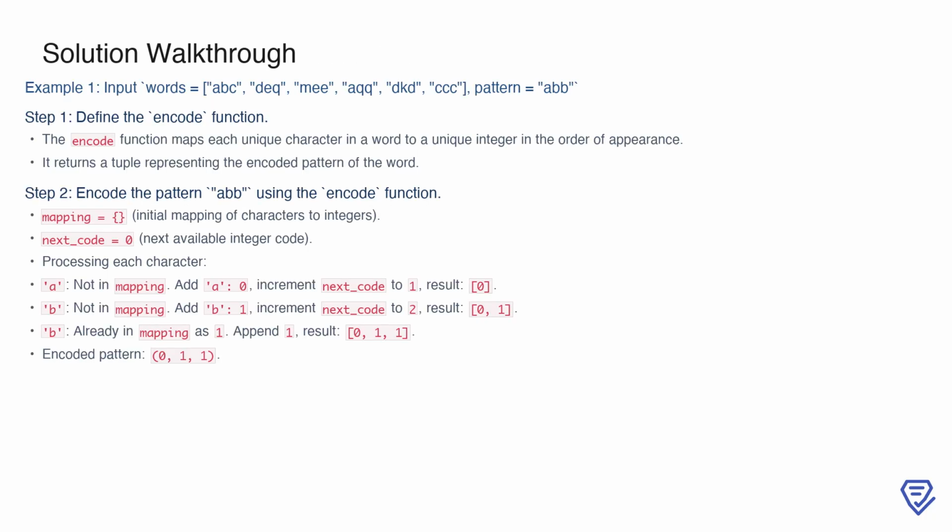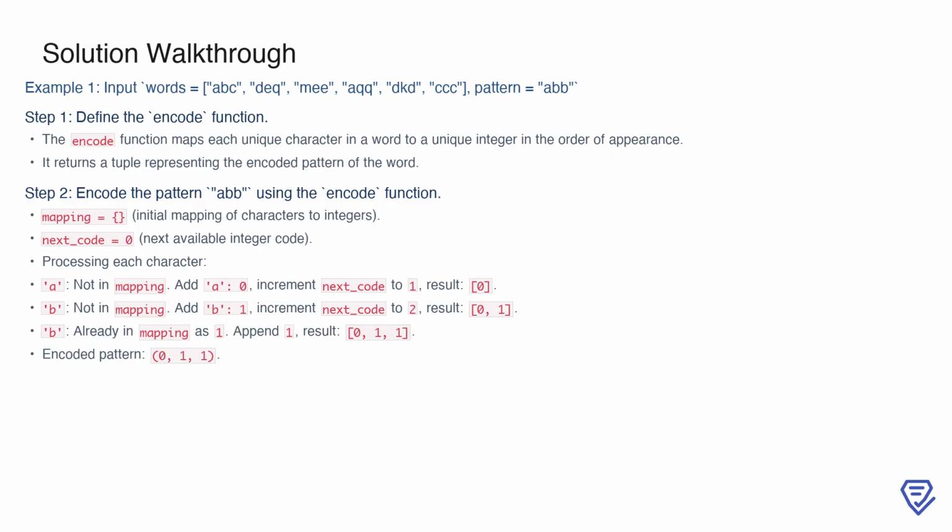To solve this problem, we start by defining the encode function. This function takes a word as input and maps each unique character in the word to a unique integer based on the order of its first appearance. The result is a tuple representing the encoded pattern of the word. For example, we use the encode function to process the given pattern abb. Initially, we set up an empty mapping for characters to integers and a variable next_code to track the next available integer. As we process each character, we add it to the mapping if it hasn't been seen before and assign it the current next_code, incrementing next_code afterward.